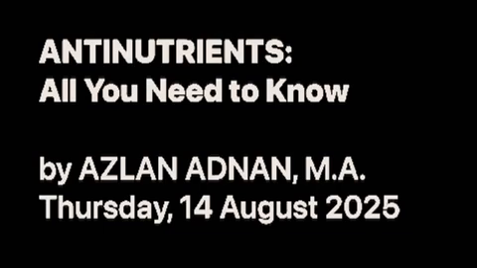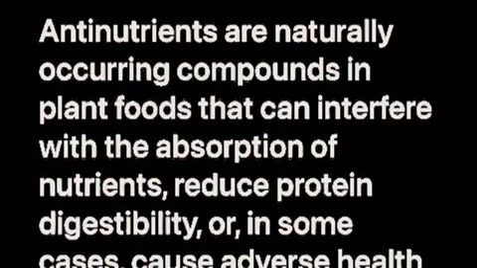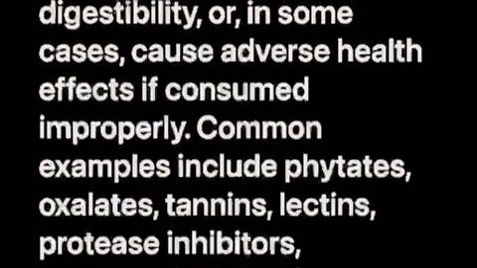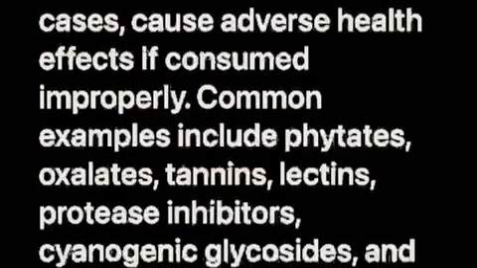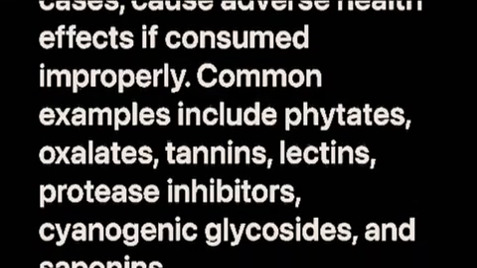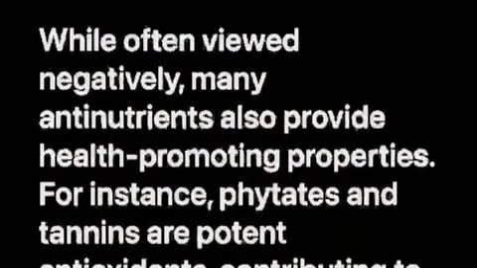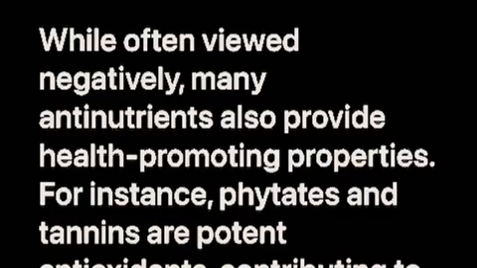Anti-nutrients are naturally occurring compounds in plant foods that can interfere with the absorption of nutrients, reduce protein digestibility, or in some cases, cause adverse health effects if consumed improperly. Common examples include phytates, oxalates, tannins, lectins, protease inhibitors, cyanogenic glycosides, and saponins. While often viewed negatively, many anti-nutrients also provide health-promoting properties.